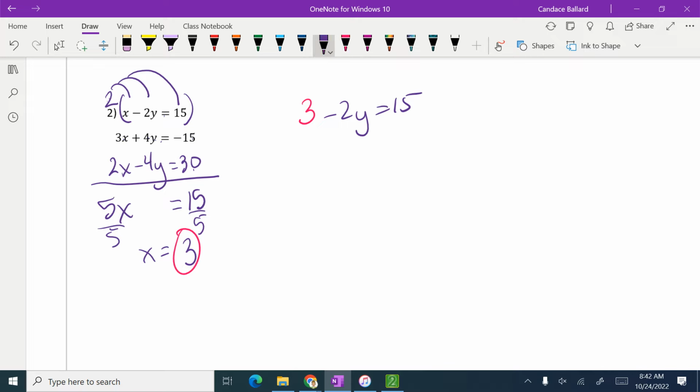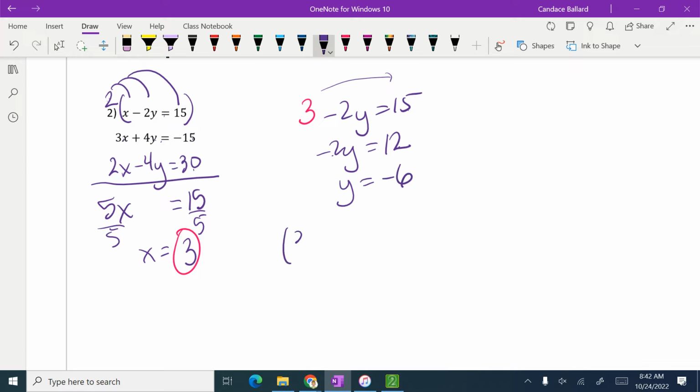All right, what am I going to do to move the 3 to the other side? Subtract it. Good. So 15 minus 3 is what? 12. Good. How do I move the negative 2? Divide. So 12 divided by negative 2 is?